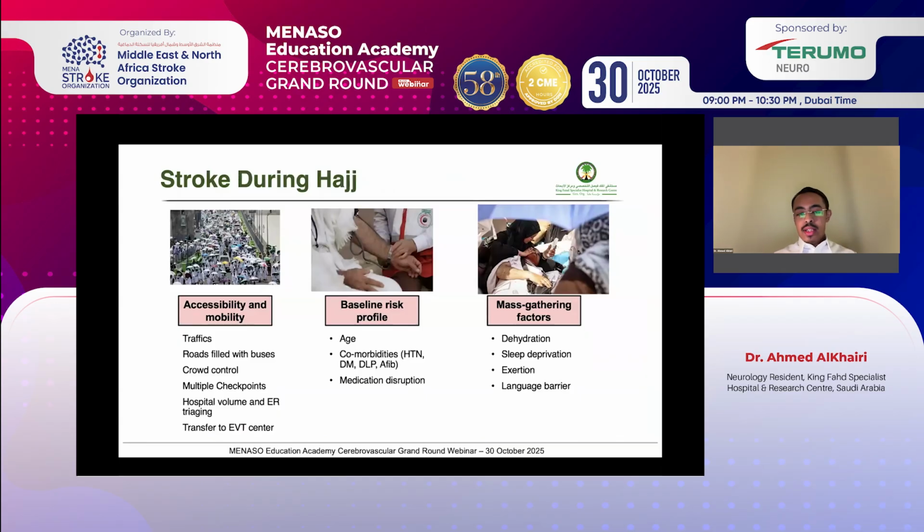Stroke has a special scenario during Hajj. Patients face difficulty in accessibility and mobility, including traffic, roads filled with buses, crowd controls, multiple checkpoints, hospital volumes, ER triaging, and difficulty transferring to EVT centers. During Hajj, a significant proportion of the patients are older than 50 years old with multiple comorbidities, and there is a high risk of medication disruptions due to multiple transfers between sites. Patients are also subjected to mass gathering factors that predispose them to stroke, including significant dehydration, sleep deprivation, exertion, exposure to sun, and language barriers.